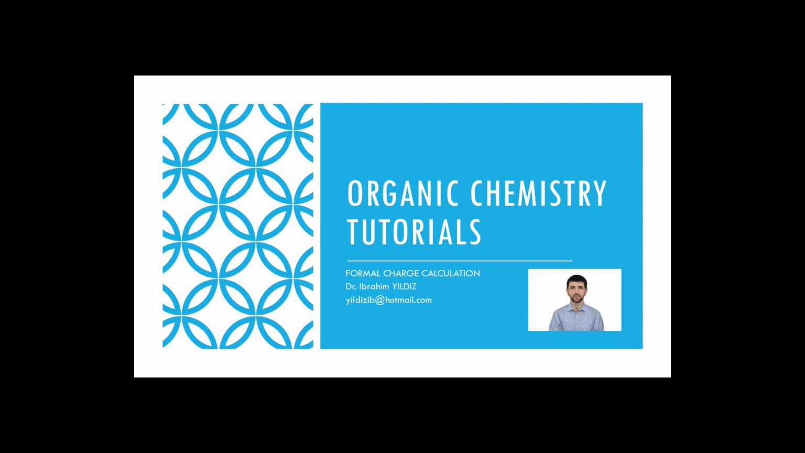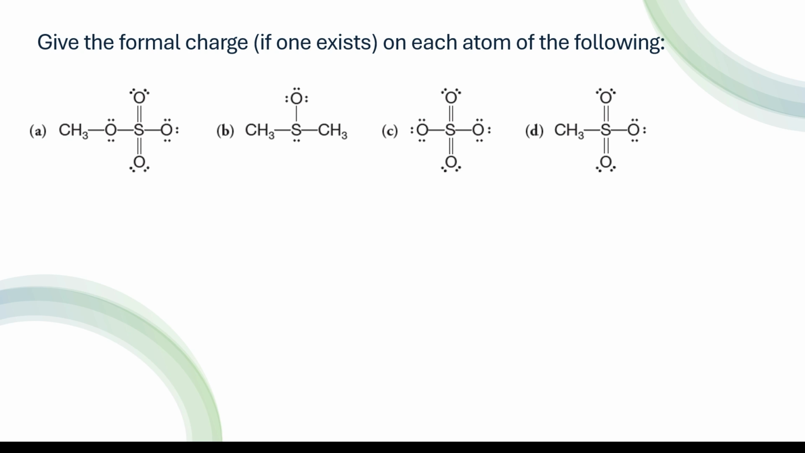Hi, in this tutorial we are going to solve a question related to formal charge. The question asks us, give the formal charge if one exists on each atom of the following. Let's start from the first one.